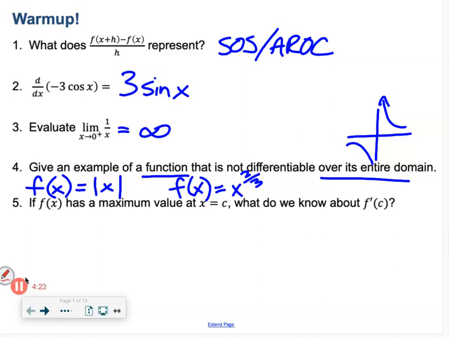All right, if f has a maximum value at c, what do we know about f prime of c? All right, one group got it correct. And so we had 7 incorrect answers and 1 correct answer. So, Vika, how are you? Good. What'd your group put?